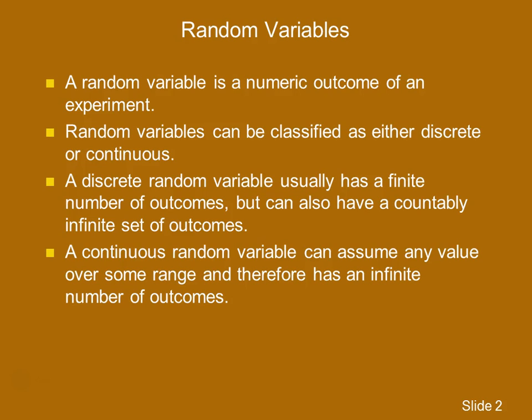Random variables are generally classified as one of two types, either discrete or continuous. A discrete variable gets the name discrete because the outcomes will be at distinct points, as we'll see in a moment. It usually has a finite number of outcomes, but it could also have what is called a countably infinite set of outcomes. Whereas a continuous random variable will be able to assume any value in some range and therefore has an infinite number of outcomes.